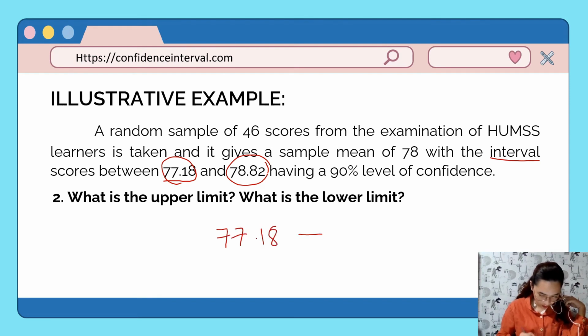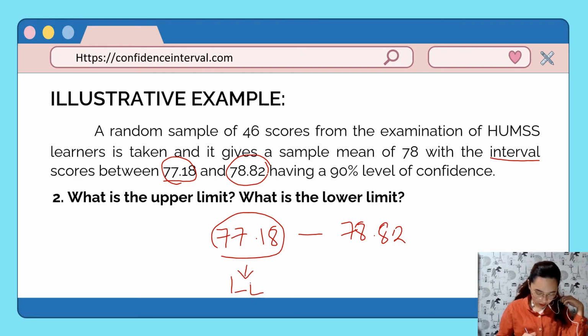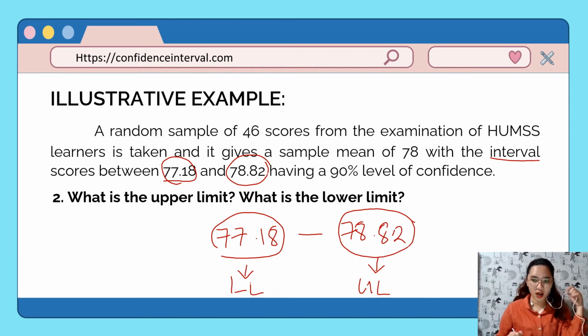So, ibig sabihin, ang range of values natin is 77.18 to 78.82. Of course, yung mas maliit po, yun po ang ating lower limit. At syempre, yung mas malaki po is our upper limit. Ayan. So, ganun lang po siya i-identify.